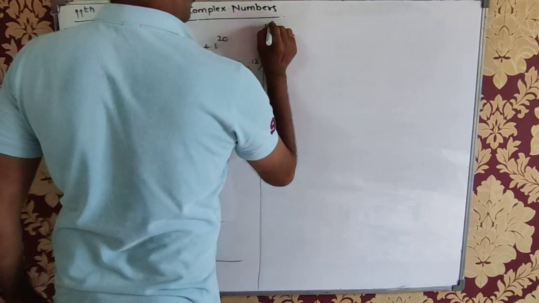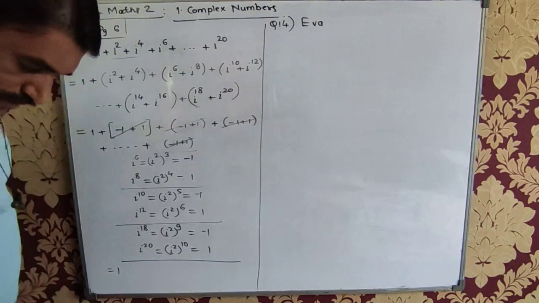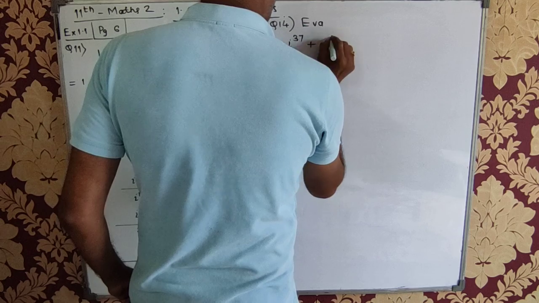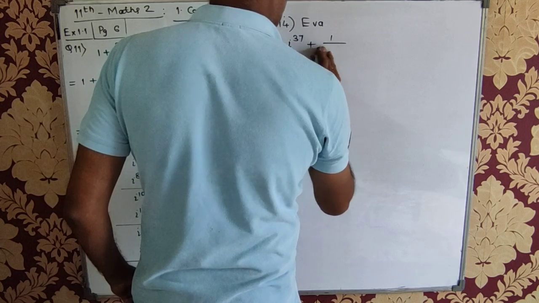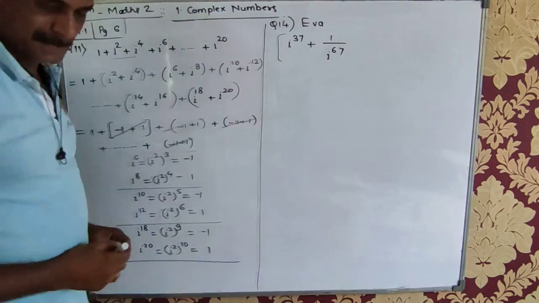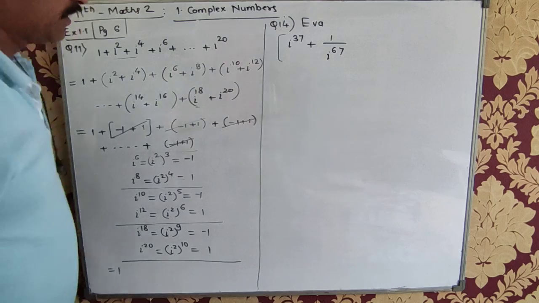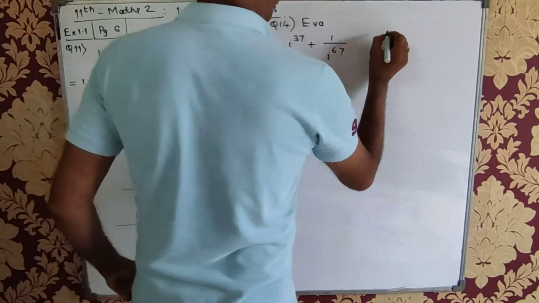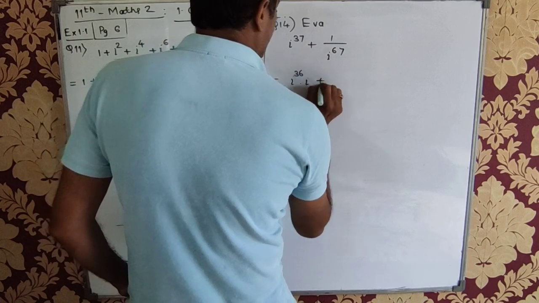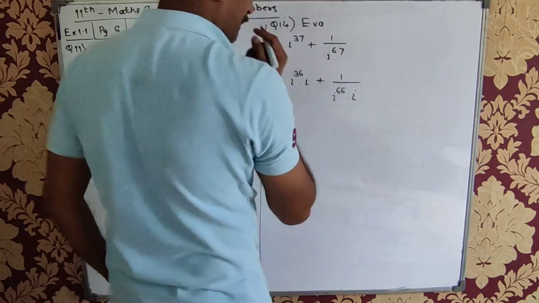Question number 14. Evaluate i raised to 37 plus 1 upon i raised to 67. How's that? Now I'll calculate here. What is i raised to 37? i raised to 36 into i, plus 1 upon i raised to 66 into i.